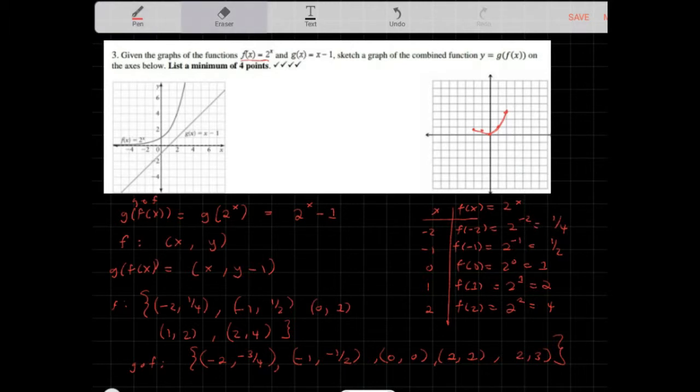Okay, oh, sorry about that. I made a mistake here. This is -1 and -1/2, not positive 1/2. And this is 2 and -3/4. Okay, so it should look like that.